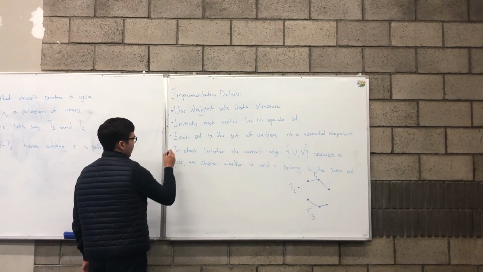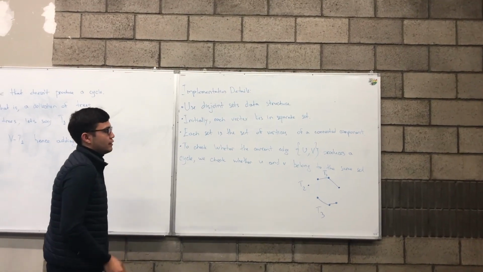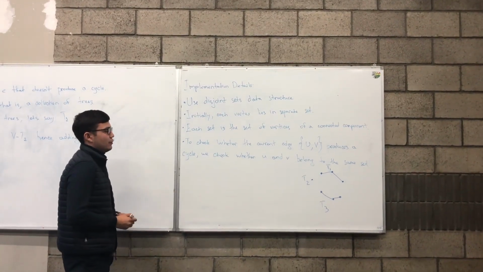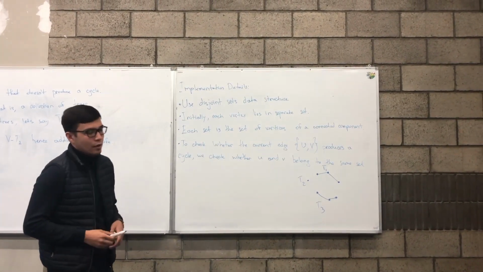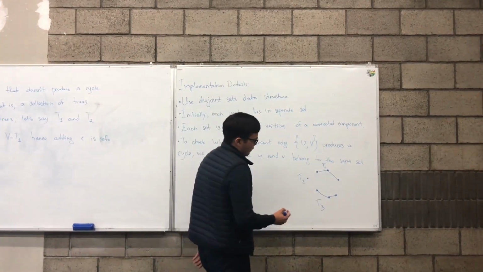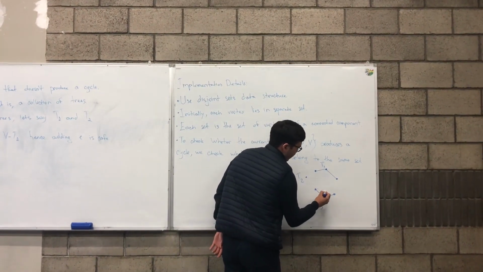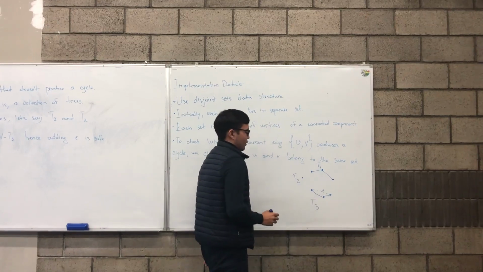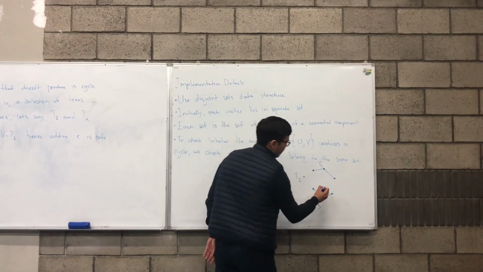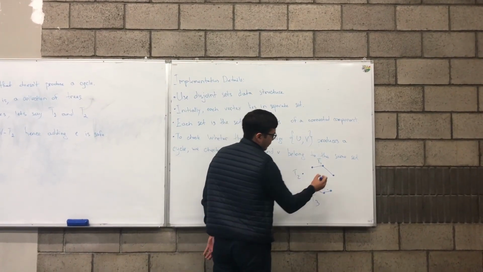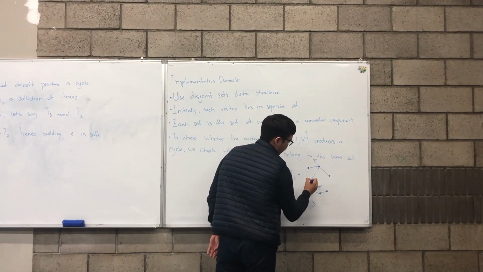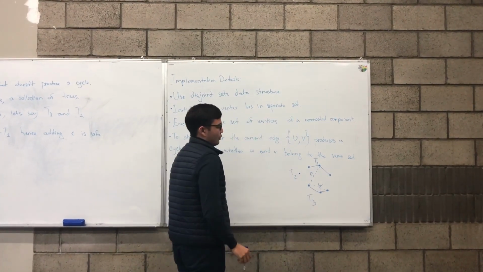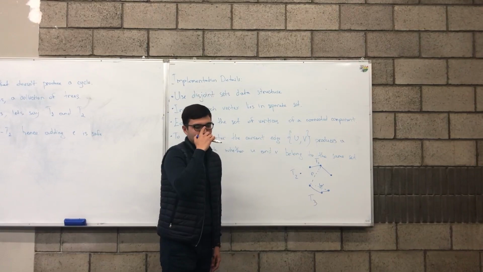The last one: to check whether the current edge UV produces a cycle, we check whether U and V belong to the same set. So here, for example, if we apply the E edge, it will produce a cycle, so we cannot apply E here. But for example, if we apply E here, it will not produce a cycle, so we can apply the edge E here.